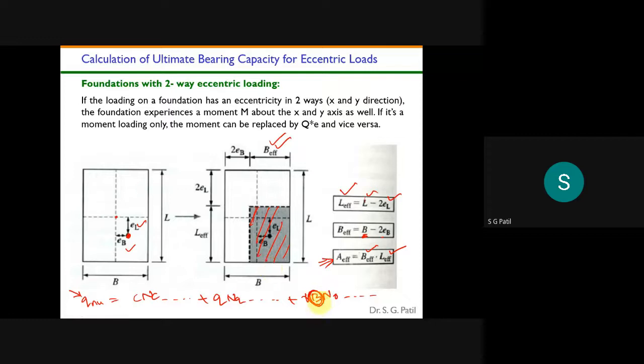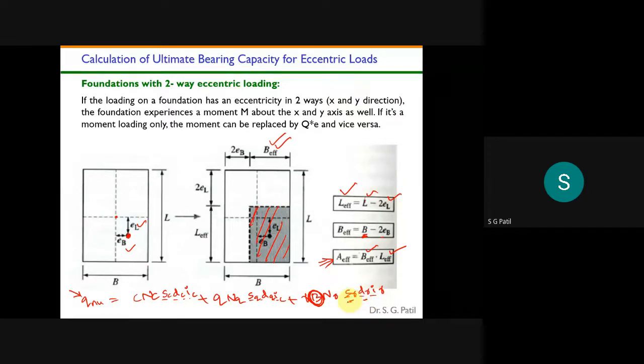So that means whatever breadth is there, you should take the reduced breadth. That is the effective breadth B you should take. Also, while calculating the shape factors, like SC, DC, IC, SQ, DQ, IQ, S gamma, D gamma, I gamma, these shape factors and depth factors are there.